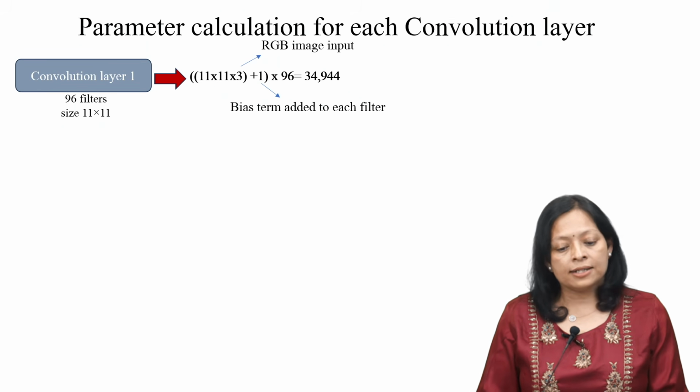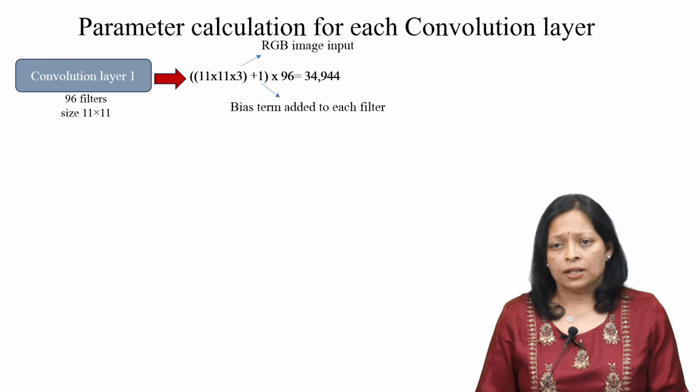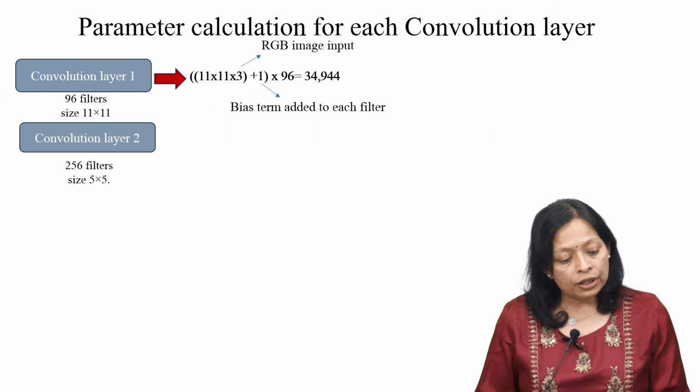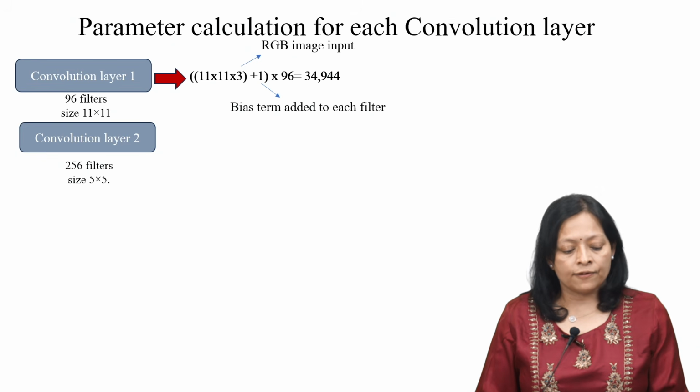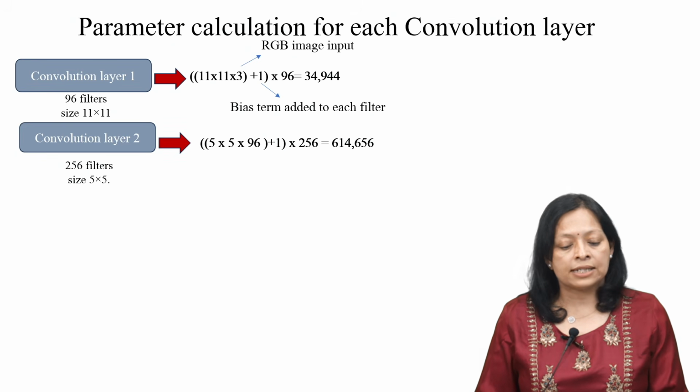which turns out to be 34,944, which is around 35,000. Then convolution layer 2 has 256 filters of size 5 cross 5. If we do similar calculations, we get 614,656 parameters.